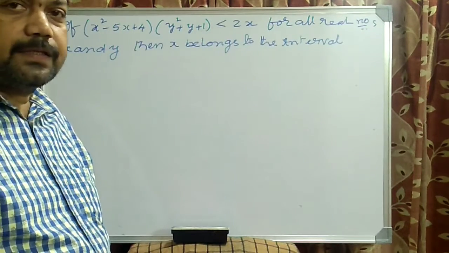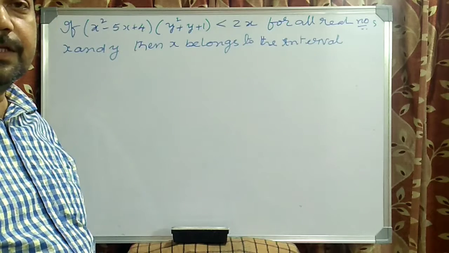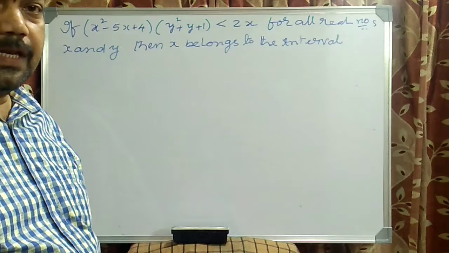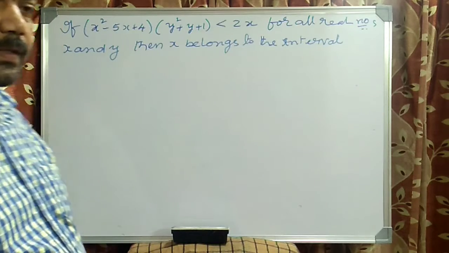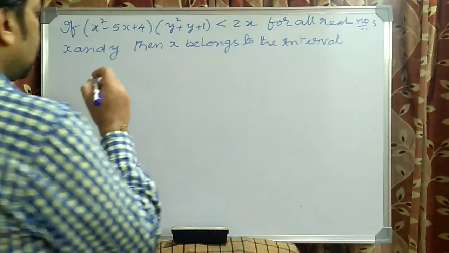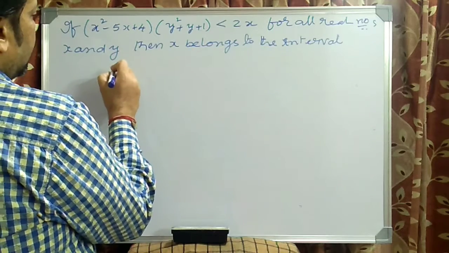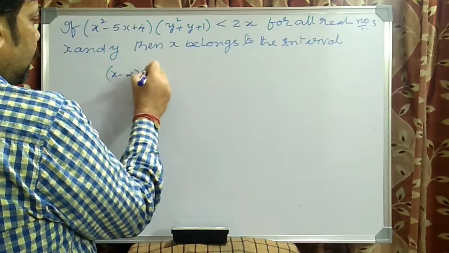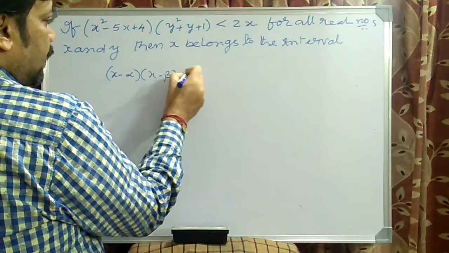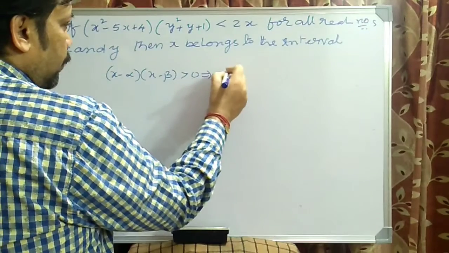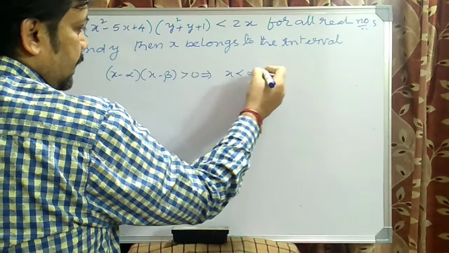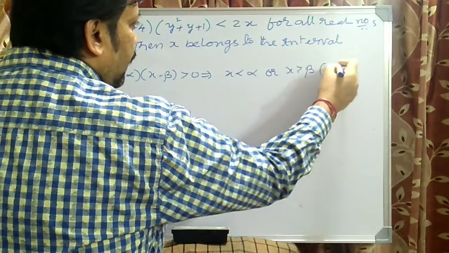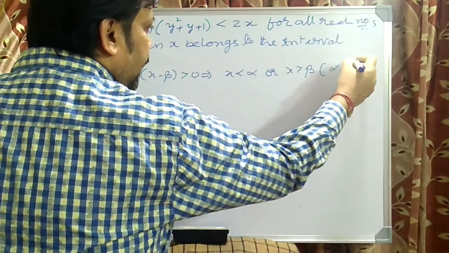Another problem, what I am going to discuss now, is concerned with quadratic inequations. So here, my friends, I am talking about quadratic inequations: if I have (x minus alpha) into (x minus beta) greater than 0, then either x less than alpha or x greater than beta, where alpha is less than beta.